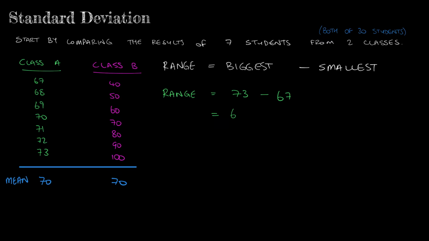So we need to get the range for the pink one, or class B, and the range for class B is the largest minus the smallest, which is 100 take away 40, and it's 60. So I can see that this data is spread out by 6 marks, whereas this data is spread out by 60 marks. So that gives us our two ranges there. We can start to make assumptions and conclusions between these two classes. It seems like this class here all seem to be about the same level, around 70, whereas these ones here seem to be spread out more.